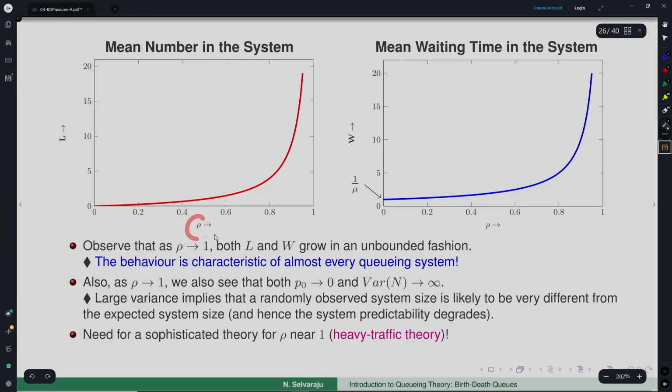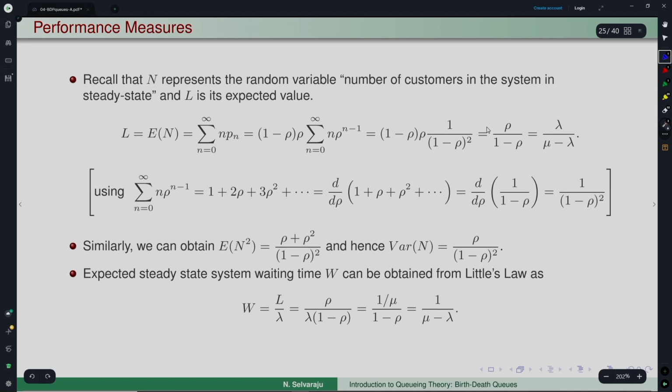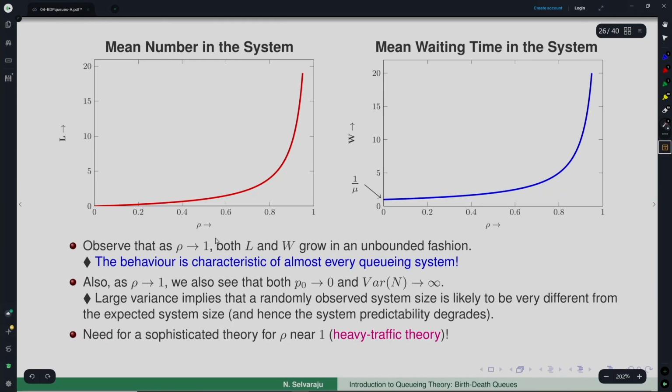If you know rho exactly, you know exactly what L is, which you obtain here simply by using this formula. But what you want is a performance analysis of the system, meaning that in terms of model parameters, how these performance measures behave is the objective here.